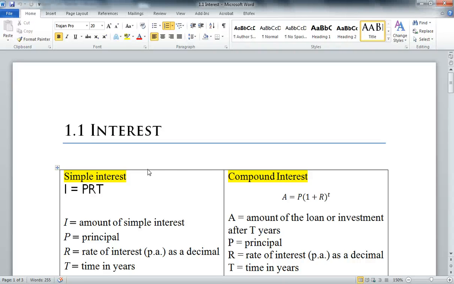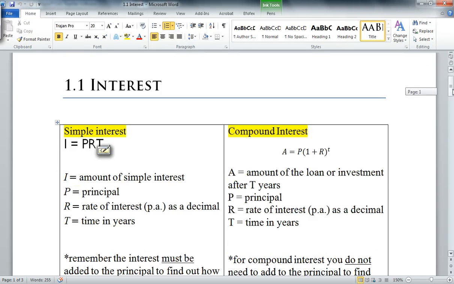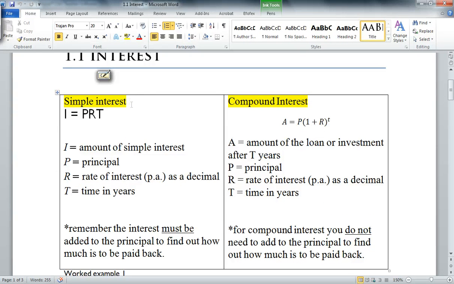Okay, in this lesson we're going to be talking about interest. The first thing we need to know is there's two kinds of interest. There's simple interest and compound interest.